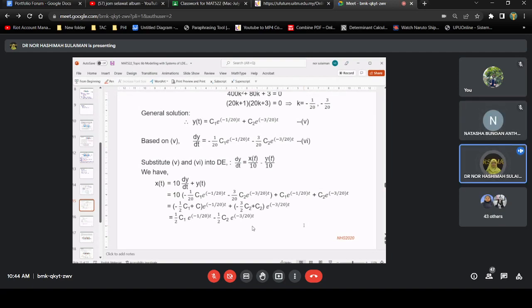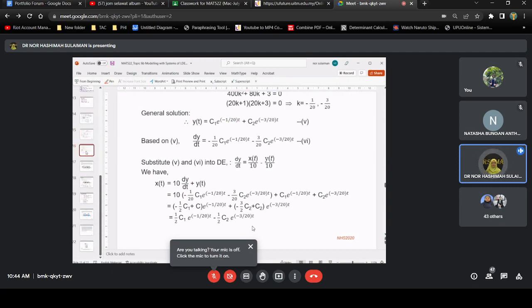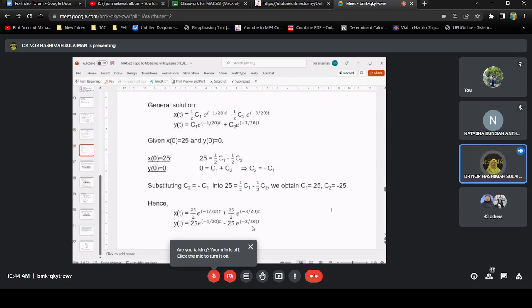So begini caranya, mungkin the difficulty is masa you nak come up with the model from the diagram tadi ataupun from the word problem tadi, you nak convert into differential equation. Yang itu lah, yang lain tu macam teknik yang biasa lah. Kalau you all faham teknik of solving the system of differential equation tu, maknanya tak ada isu lah nak selesaikan soalan ni. Okay, alright.